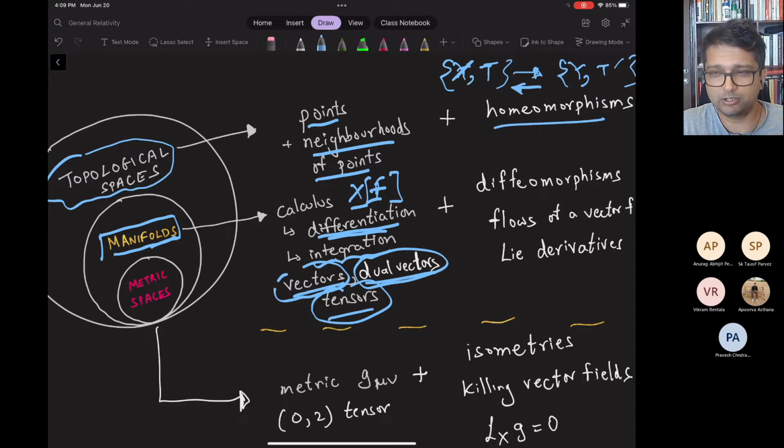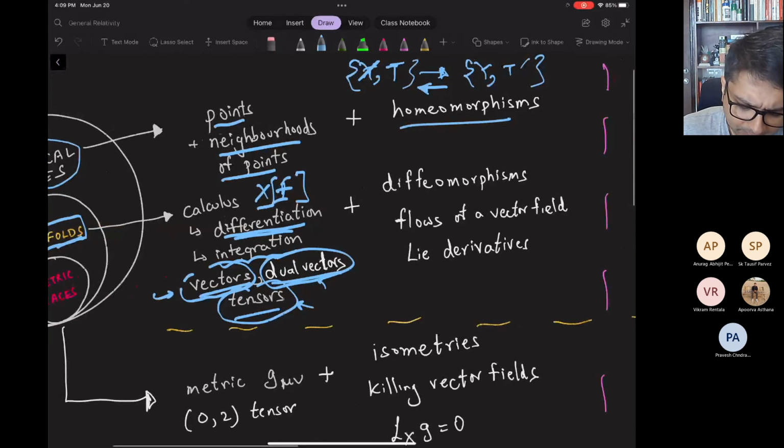You don't need coordinates. Because manifolds are locally homeomorphic to Rn, you can map them to coordinates which are labeled by the coordinates in Rn, in local patches. But you don't need to do this mapping. Vectors exist independently of such a mapping. Dual vectors exist independently of such a mapping. Tensors exist independently of such a mapping.